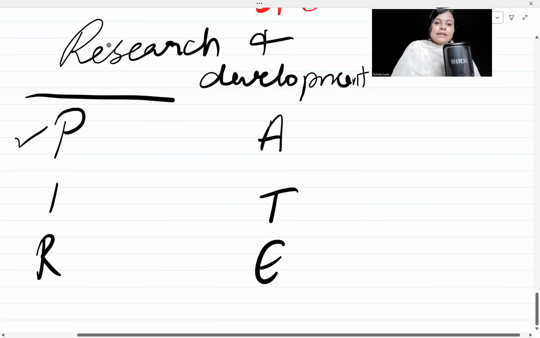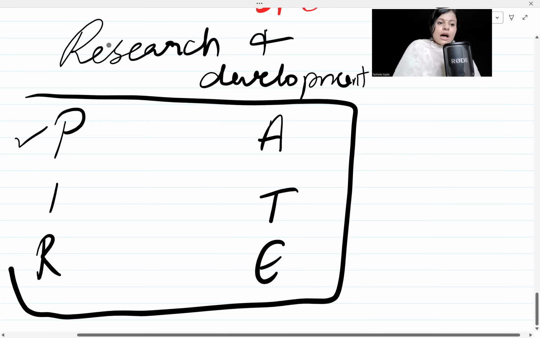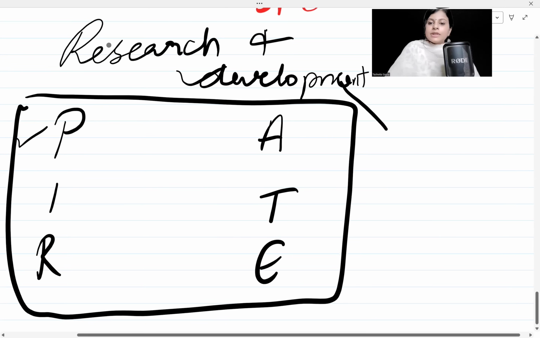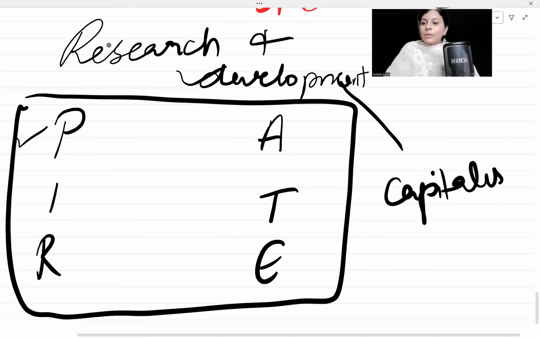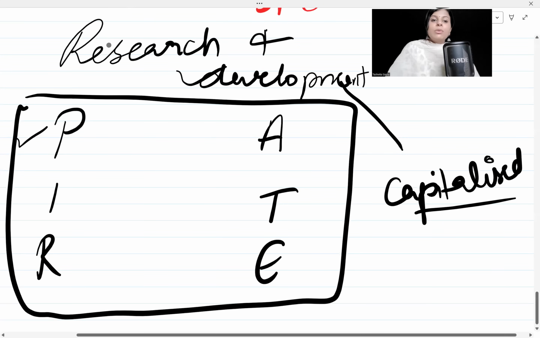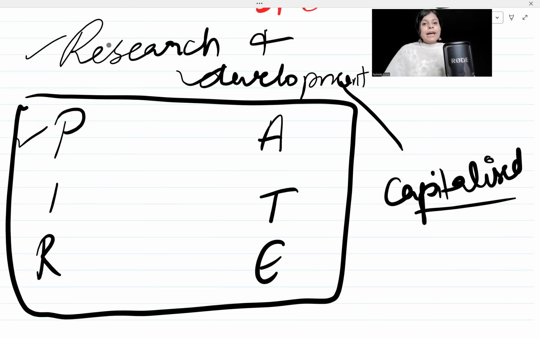If this PIRATE criteria is met, we say the costs are related to development, which must be capitalized. If the criteria is not met, then the costs need to be immediately expensed in P&L. So P stands for probable economic benefit. Whatever I am developing will lead to economic benefits, and that's probable.